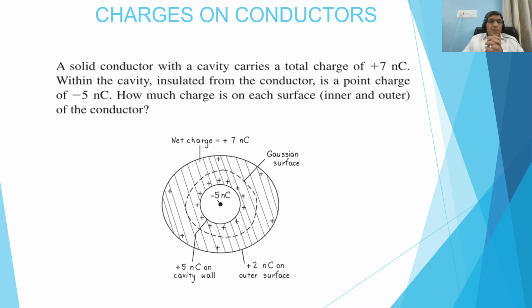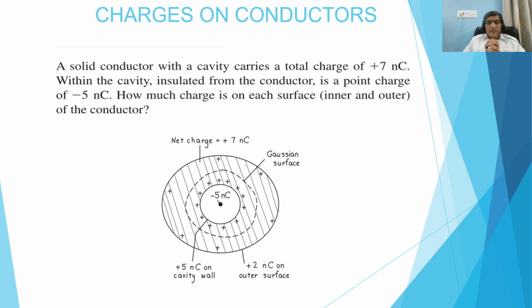Now this is again a very good question. A solid conductor with a cavity carries a total charge of plus 7 nanocoulomb. Within the cavity, insulated from the conductor, is a point charge of minus 5 nanocoulomb. Basically, the charge of minus 5 nanocoulomb is put inside the cavity, which is not conductor, and this hollow cavity is surrounded by the conductor with plus 7 nanocoulomb charge. So how much charge is on the inner and outer surface of the conductor?